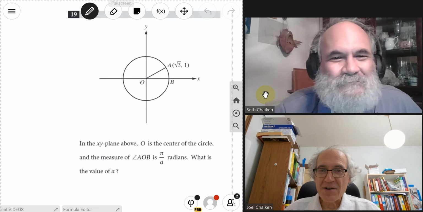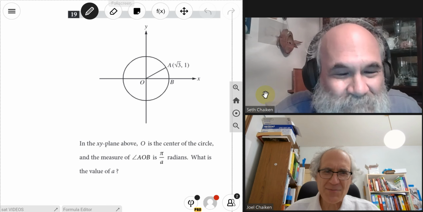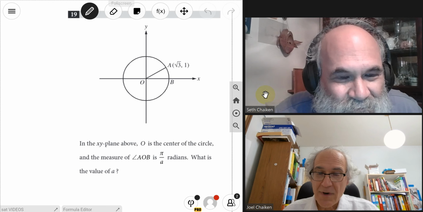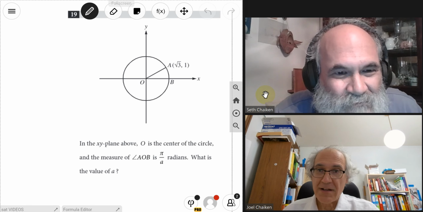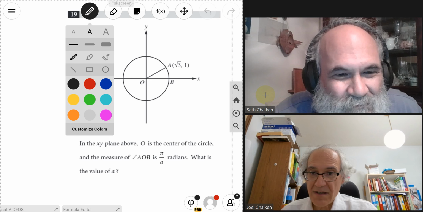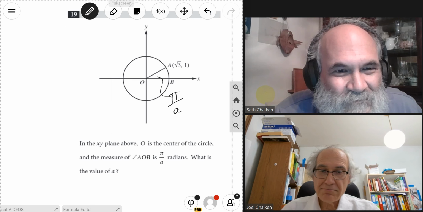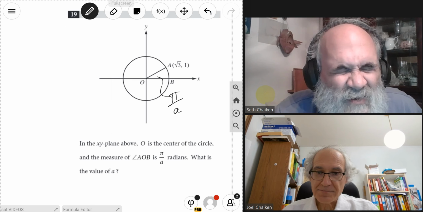Okay, so it's a geometry, or actually maybe it's more like a trig question. XY plane, O is the center. You've got a measure of pi over a radians. That's intimidating. What's the value of a? Oh, well, let's put this in here. A over this is this. So let's write it in: pi over a. Okay. Got it.